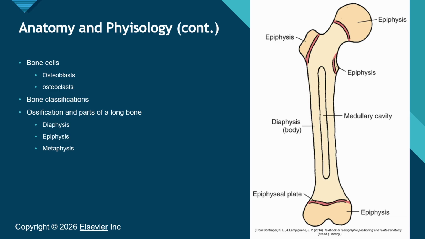Bones are classified into different categories, and they are long, short, flat, irregular, and sesamoid bones. Bones have three different portions called diaphysis, epiphysis, and metaphysis. The diaphysis is the shaft portion and primary site of ossification. The epiphysis refers to the expanded end portion of a long bone and is the secondary site of ossification. Metaphysis refers to the growth zone between the epiphysis and the diaphysis.